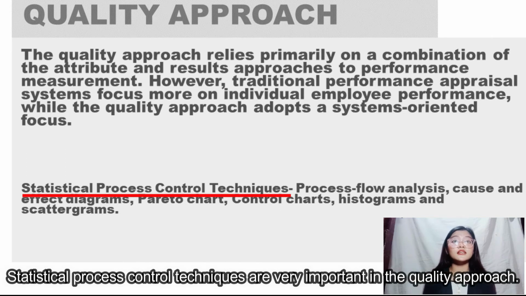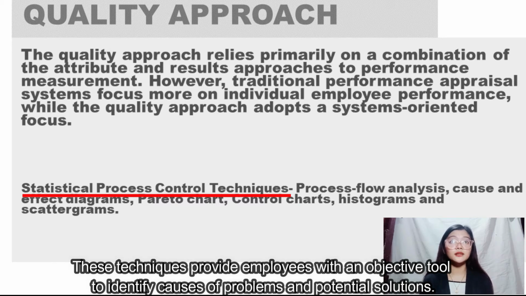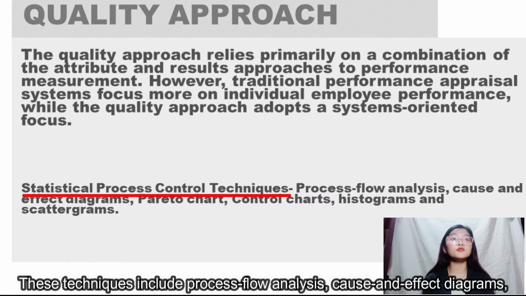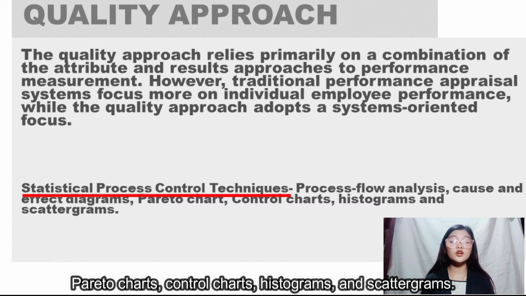Statistical process control techniques are very important in the quality approach. These techniques provide employees with an objective tool to identify causes of problems and potential solutions. These techniques include process flow analysis, cause and effect diagrams, Pareto charts, control charts, histograms, and scattergrams.